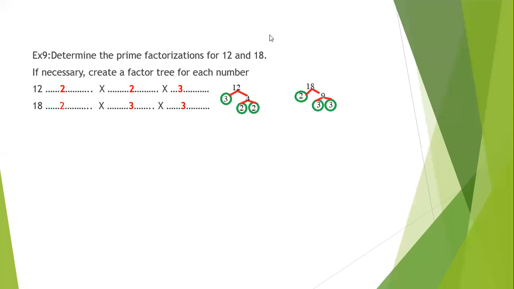Determine the prime factorization for 12 and 18. It's necessary to create a factor tree for each number. 12, I can get it by multiplying 2 times 2 times 3. 18, I can get it by multiplying 2 times 3 times 3.